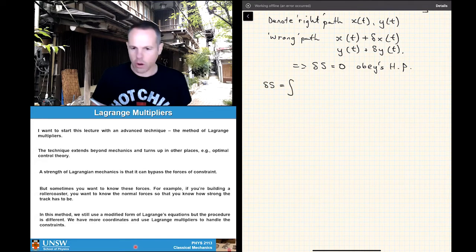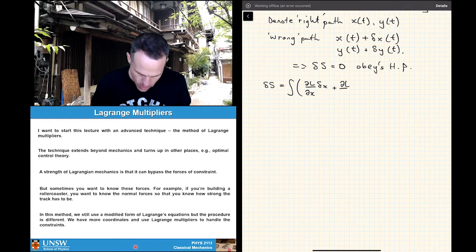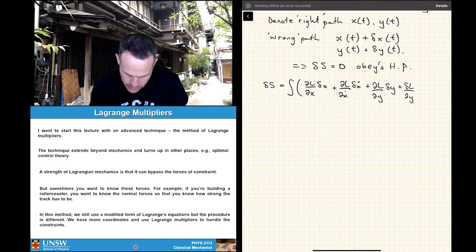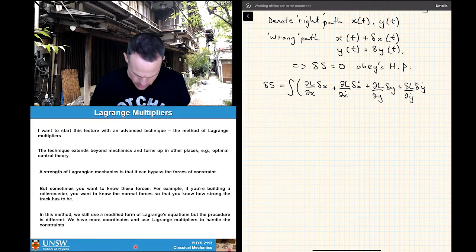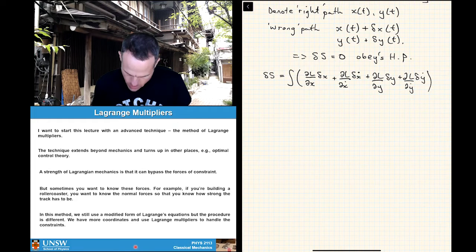So this will now be integral, and I'll leave the 2 times off here just to keep things simple. It's going to be dl on dx delta x plus dl on dx dot delta x dot plus dl on dy delta y plus dl on dy dot delta y dot. And I just need to go through here and clean that one up. Sometimes I get my deltas and my del's mixed up. Okay, like so, dt, okay?